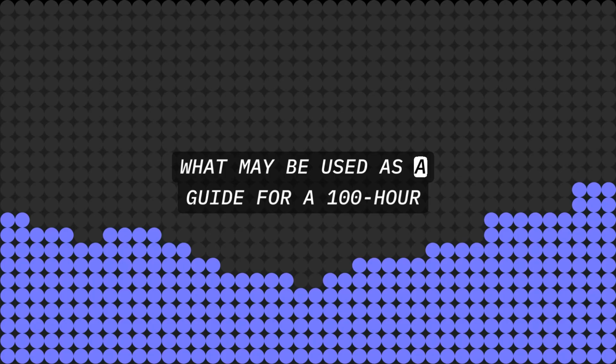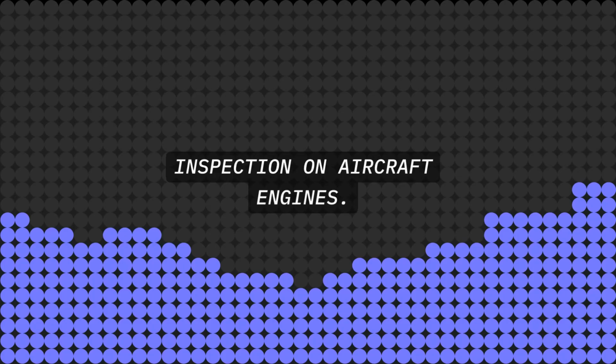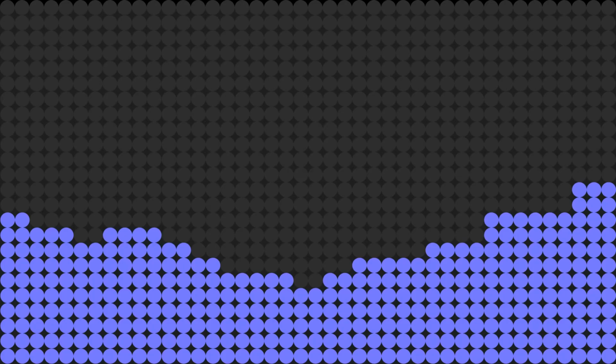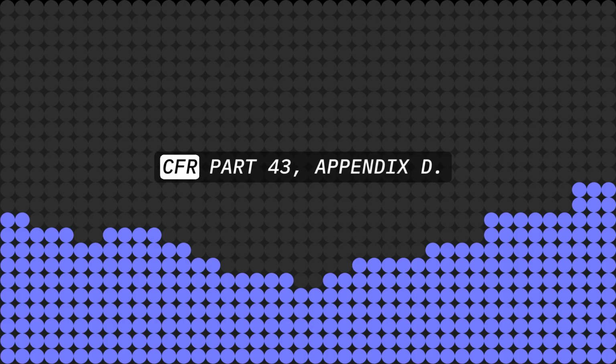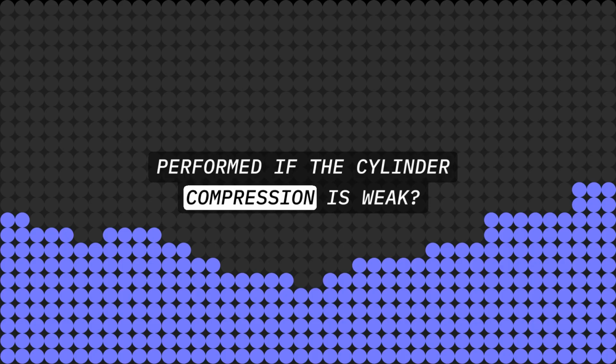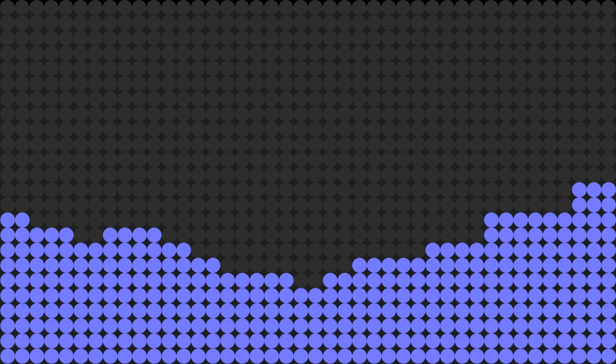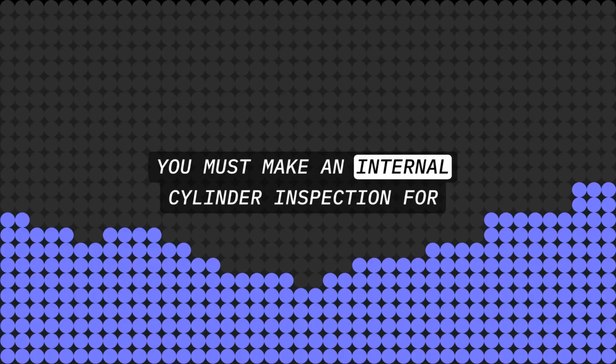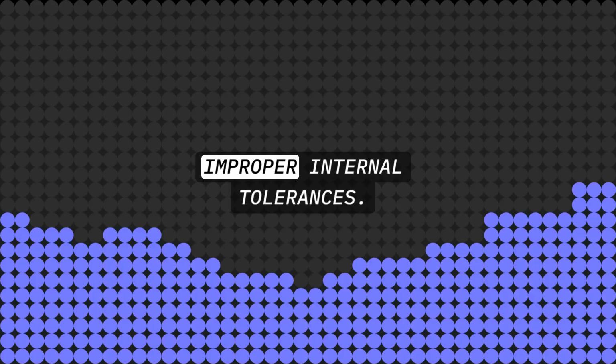What may be used as a guide for a 100-hour inspection on aircraft engines? CFR Part 43, Appendix D. What additional inspection must be performed if the cylinder compression is weak? You must make an internal cylinder inspection for improper internal tolerances.